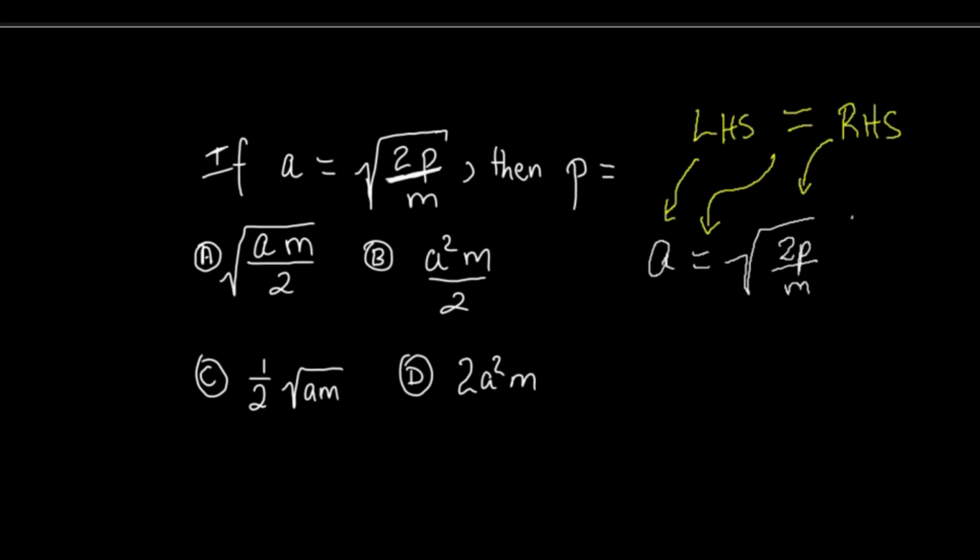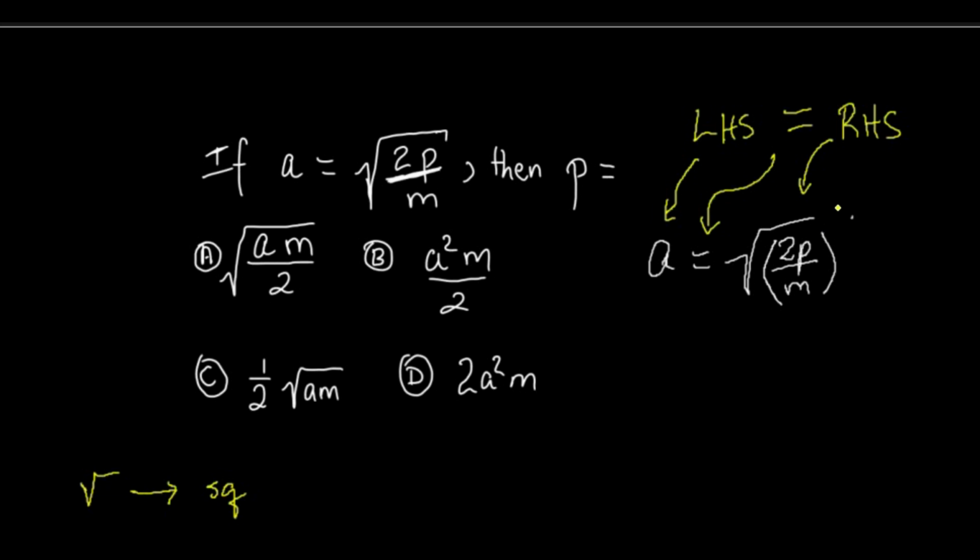To isolate P, we see what's affecting everything on this side. So if you look at it, the square root is affecting this quantity here, which is 2p over m. So we want to get rid of the square root first. Look to see what's affecting everything else. Now, how do you get rid of square root? The reverse of square root is the square, right? Square is the opposite of square root.